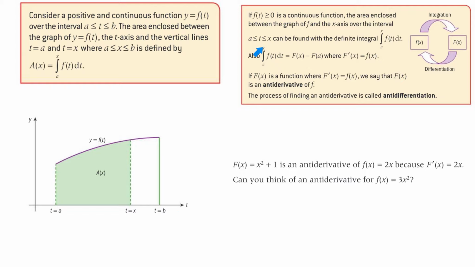Now let's have a look at this definition. All of this is repeated from here. We already know that the function is greater than or equal to 0, and it's continuous. They told us that here, it's positive and it's continuous. The area enclosed between the graph of f and the t-axis over the interval, the horizontal axis, can be found with that definite integral. Okay, let's look at this diagram first.